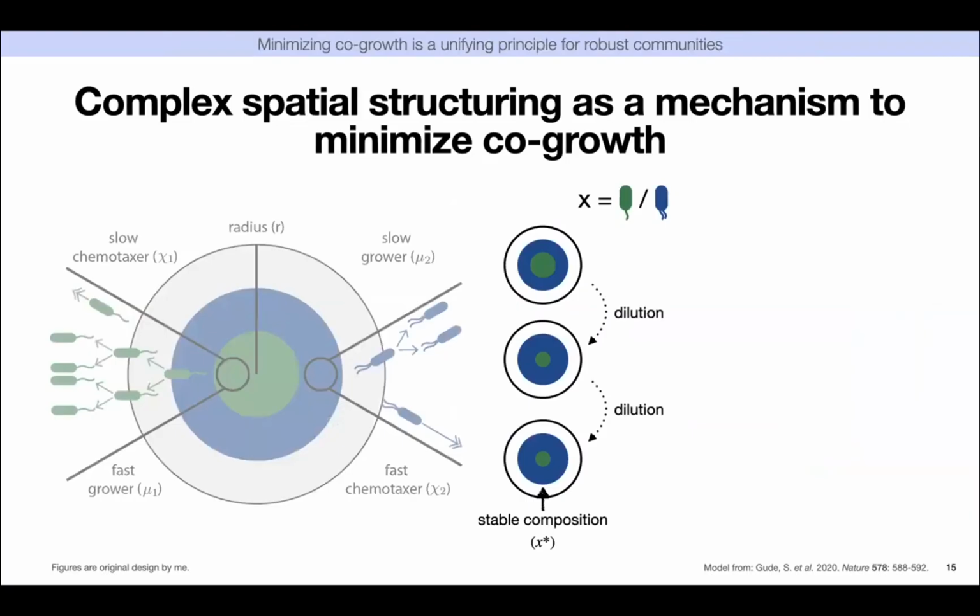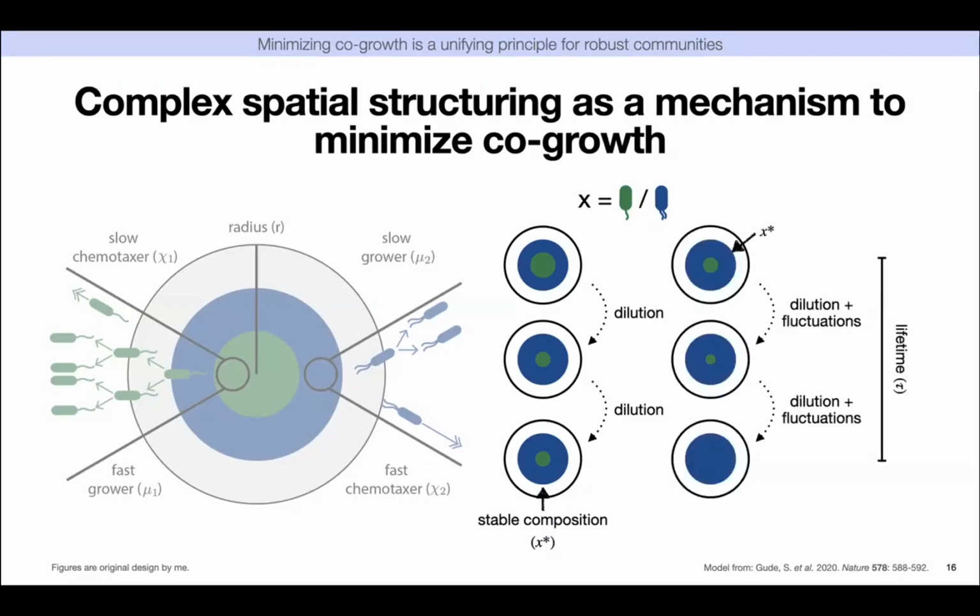But we're actually not just interested in this binary assessment of coexistence, we're rather interested in this dynamic assessment of robustness over multiple cycles. So what we've done is in silico, we've run these experiments. We inoculate a plate, we let it grow, we dilute it over and over again to find the stable composition, and then do the same thing, but now starting at that stable composition, introduce fluctuations and measure how many cycles it takes until there's death of one of the 2 species. In this case, the lifetime would be 2 cycles.